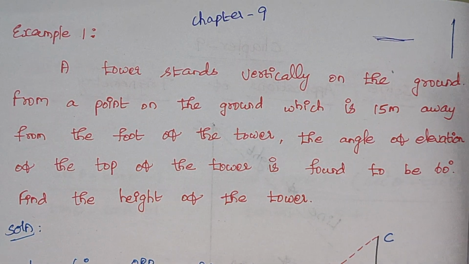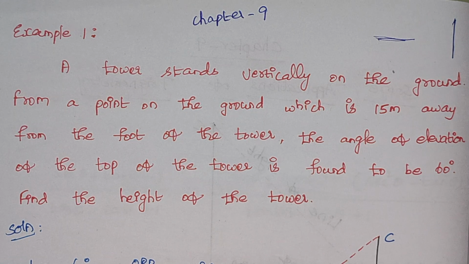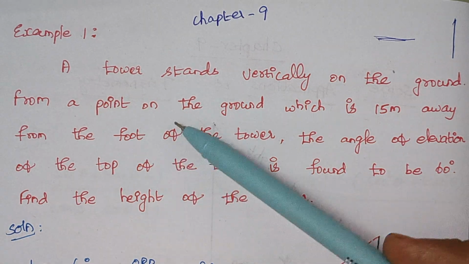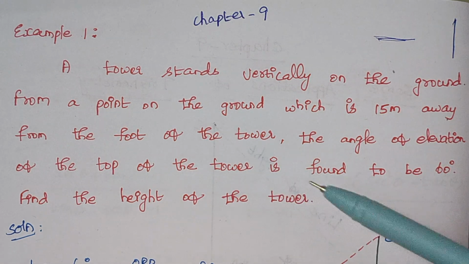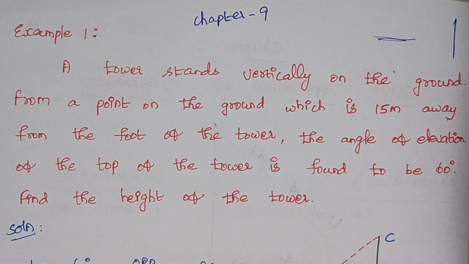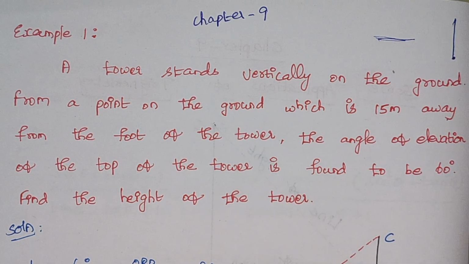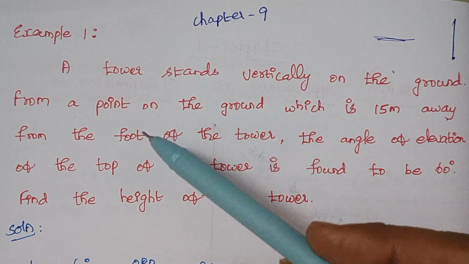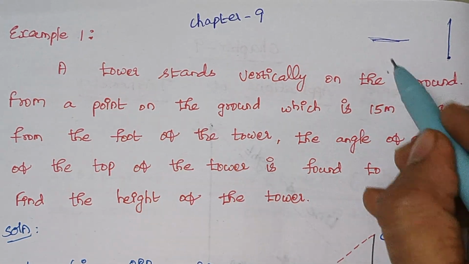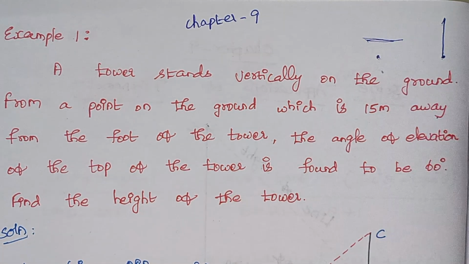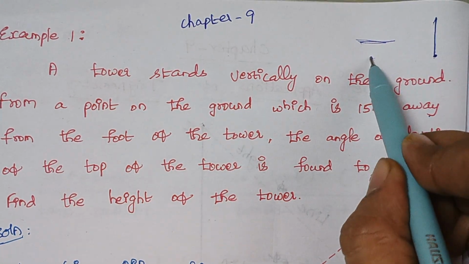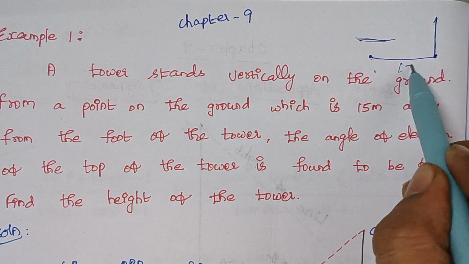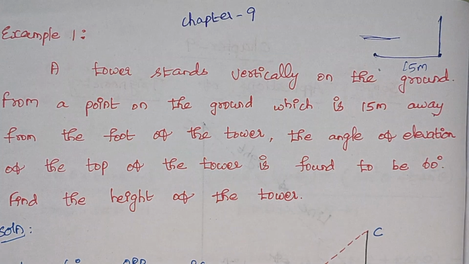Right. So a tower is standing vertically on the ground, from a point on the ground which is 15 meter away from the foot of the tower. So this is your tower. What will be the foot of the tower? So this is your foot of the tower. Okay. So from this point, you see there is a point on the ground. Let us assume the point is here, which is 15 meter away. So what is the distance between these two points? It is 15 meter. Right.